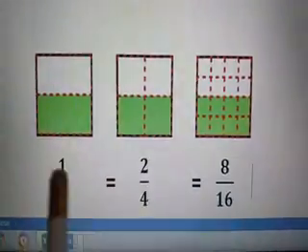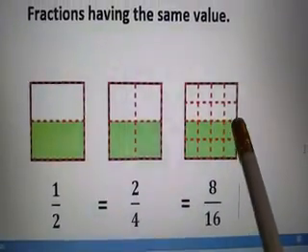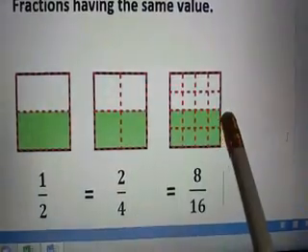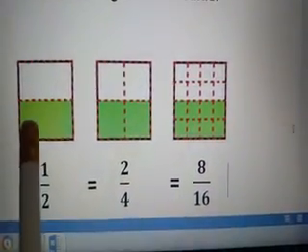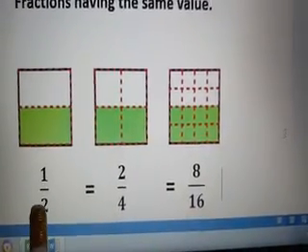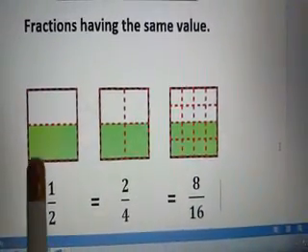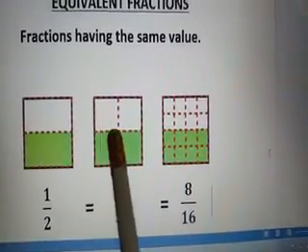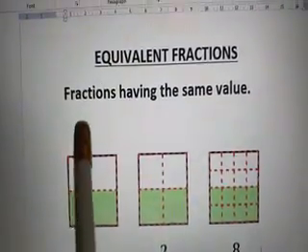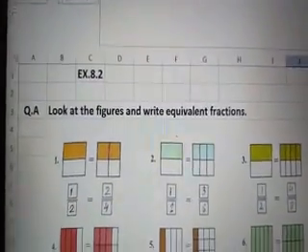But what we see, the shaded part is same. Here you see half, here you see half, here you see half. Means you are getting same value of the shape. Either you divide it in 4 parts, 2 parts or 16 parts. So you are getting same value, half share and half share of a thing. We have learned what is equivalent fraction. Fractions having same value.